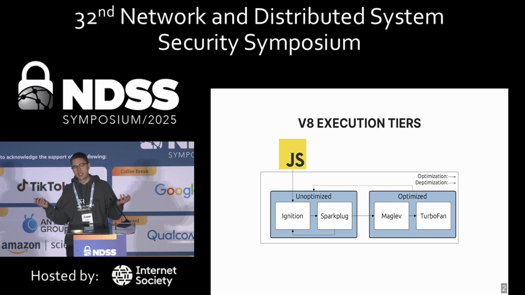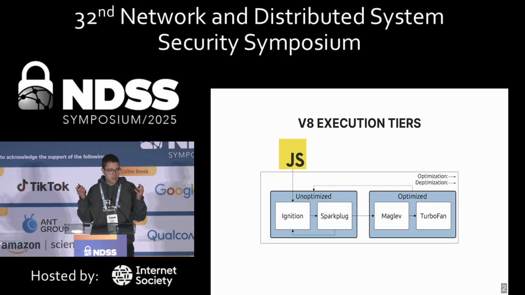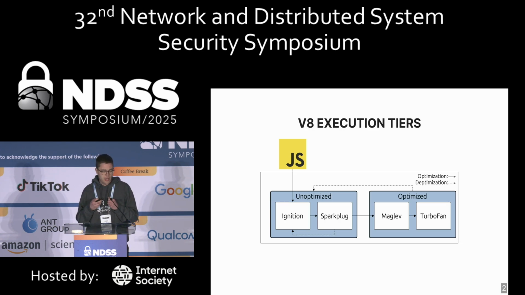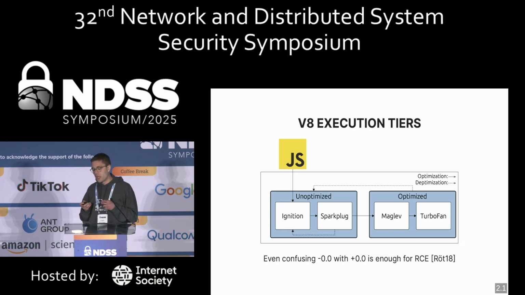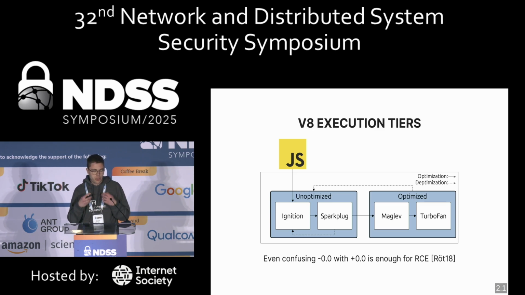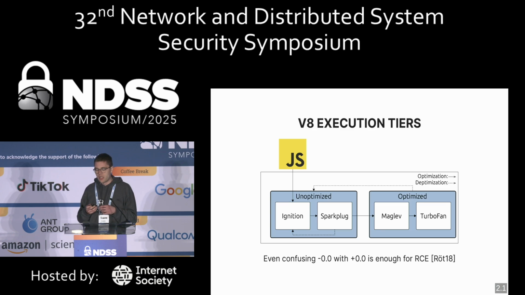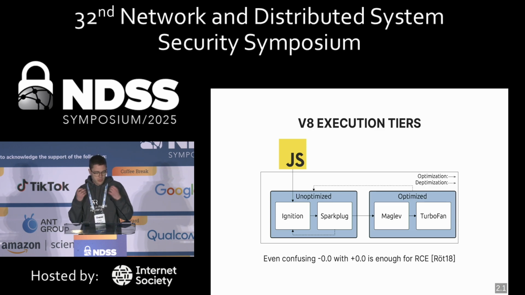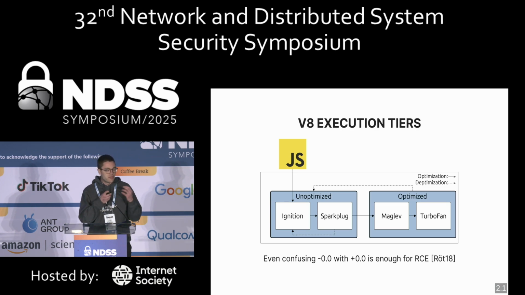The interesting observation from a security point of view is that all these execution tiers must execute JavaScript semantics in the exact same way, to the point where even if Ignition interprets a return value as the value minus 0.0, and Turbofan does some optimization where the same return value has a different float value, plus 0.0, this can be enough to gain remote code execution in the renderer process. So knowing this, we think it's important to have a better automatic way to find such differentials.